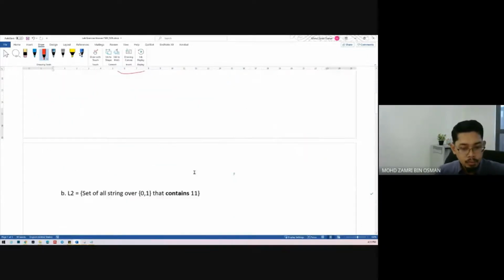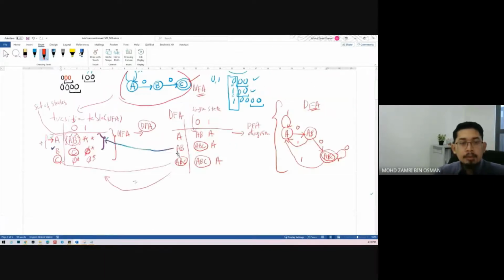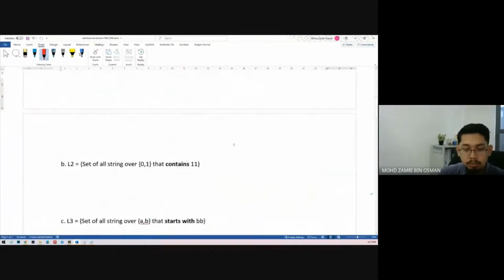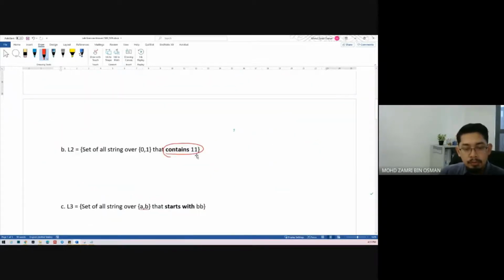For question number 2 here, it looks like this. Question number 1 is ends with 0, 0. But question number 2 here is contains 1, 1. So we don't have ends with 1, 1 here, but we have contains 1, 1. So what is the meaning of contains 1, 1 here?